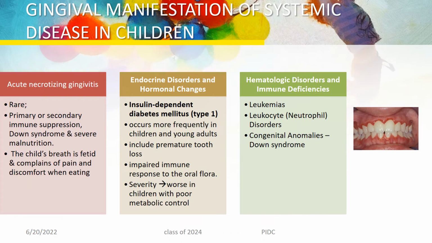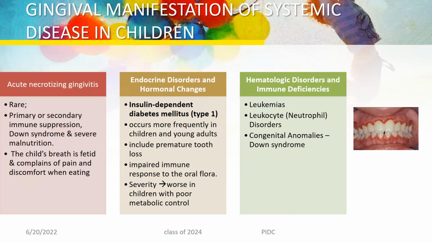Next, coming on to gingival manifestations of systemic disease in children. Acute necrotizing gingivitis is a rare condition. It could be because of primary or secondary immune suppression. It could occur in Down syndrome and severe malnutrition cases. The child's breath is fetid and the child complains of pain and discomfort when eating.